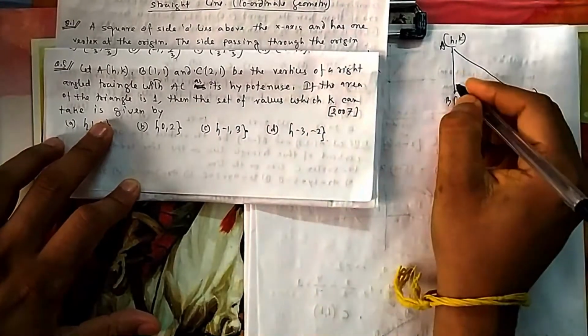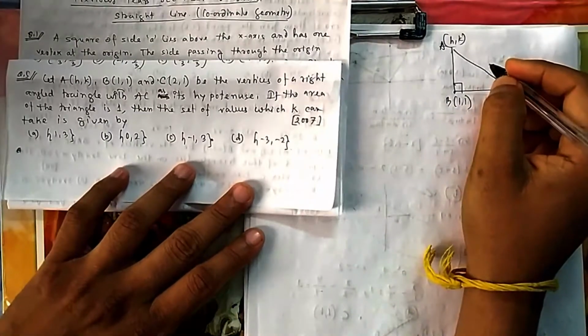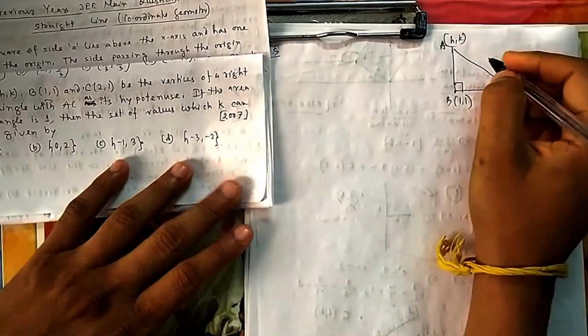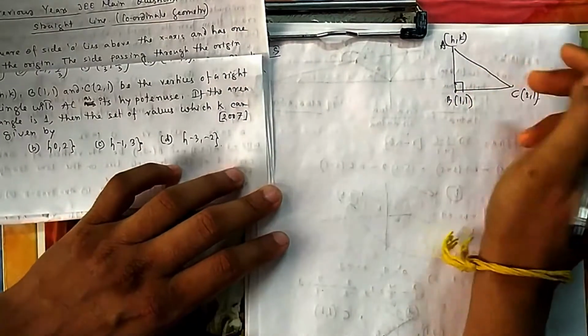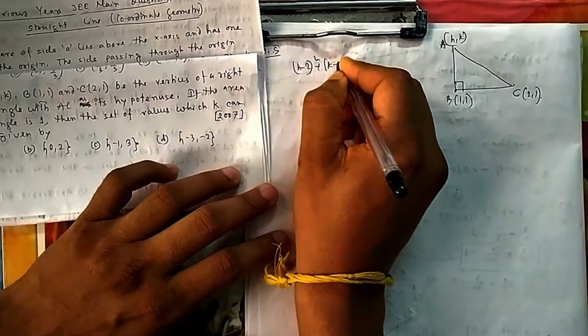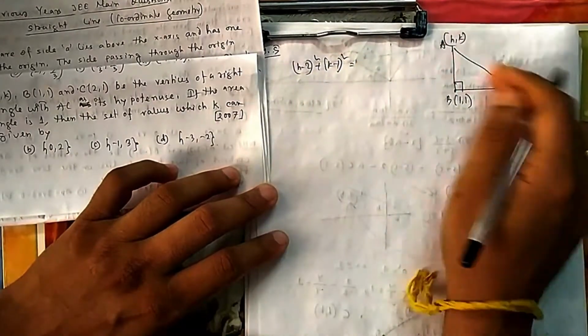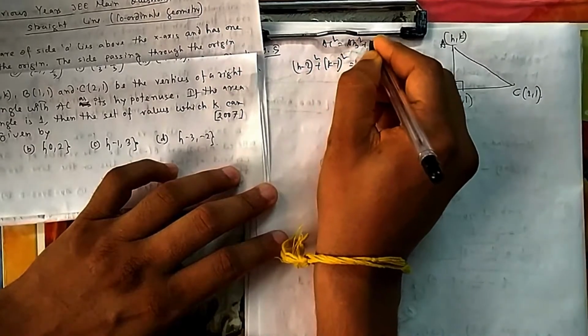So this area is also given as 1 and it is a right angle triangle, so you can use the distance formula to find it out. What is the distance formula? This square should be equal to the sum of this square plus this square, that is the Pythagoras theorem. So what is this square? (H minus 2) whole square plus (K minus 1) whole square. So AC square is this one. I am using Pythagoras theorem: AC square equal to AB square plus BC square.